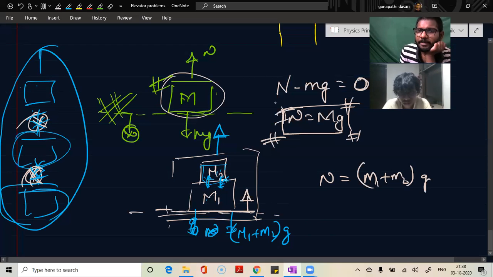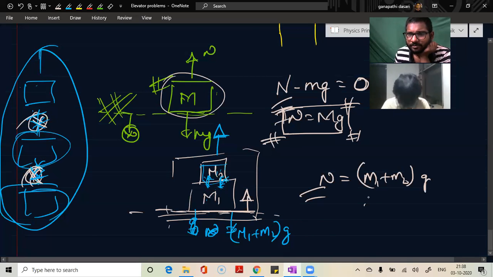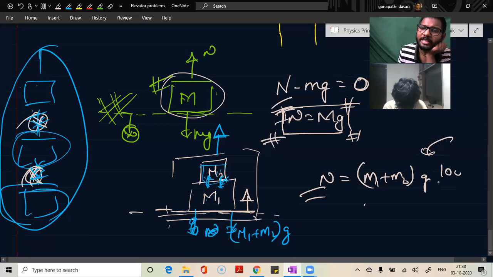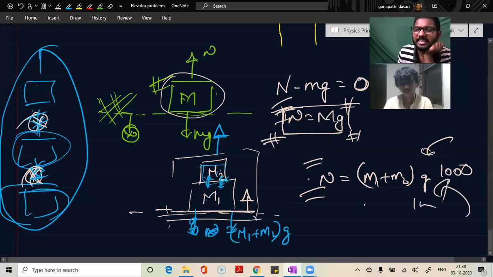Now you see, previously it was mg, now it becomes (m1 plus m2)g, isn't it? Even if you keep 1000 kg also, it will increase the normal reaction. Even if you keep 1 million kg also, the normal reaction will increase or not? That means, is it self-adjusting or not? How much we require, that much it will give, according to the situation. So it can go to infinity also, it can become zero also.